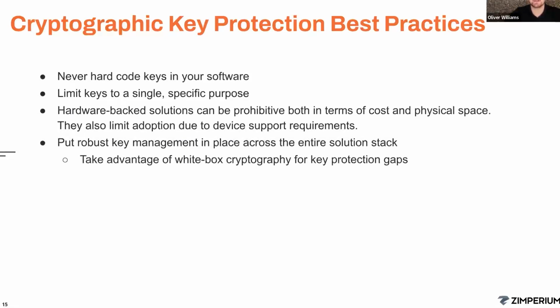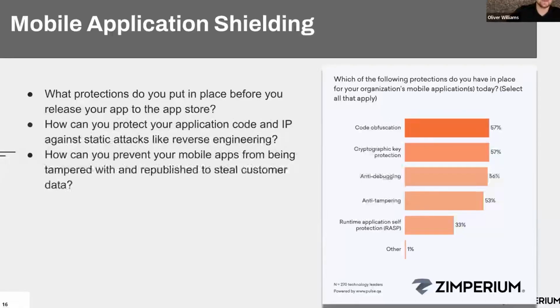Okay, really try to take advantage of white box cryptography where you can, because it helps address these detection gaps that you will have. And moving on to the third area, which is all around shielding. Okay, so this is really focused on anti-tampering, anti-reversing technology. So things to ask yourself: what protections do you put in place before you release your app to the App Store? You spent a lot of time developing the intellectual property and code that you're releasing.